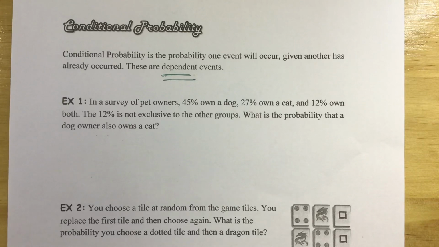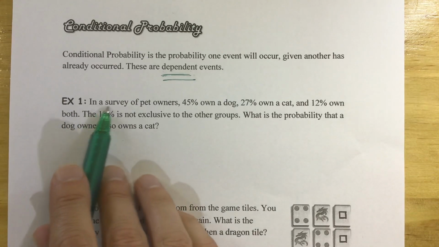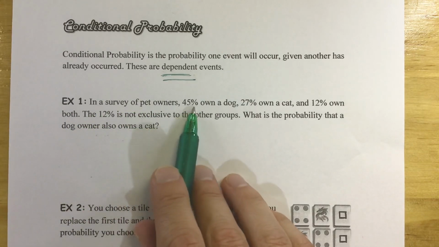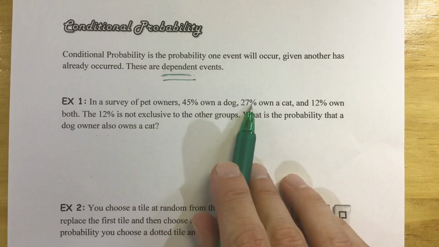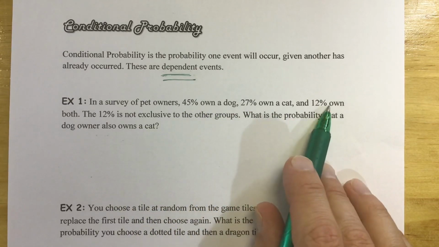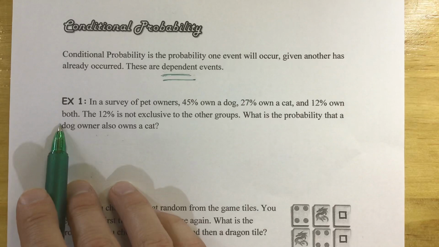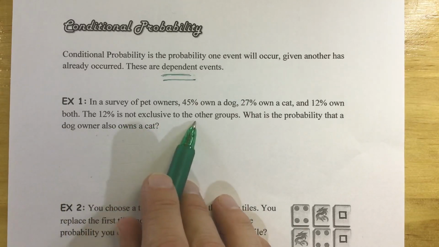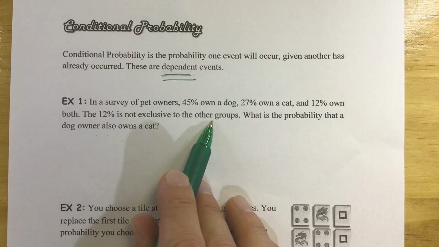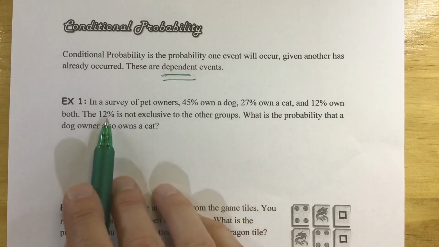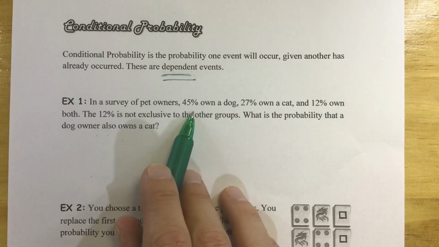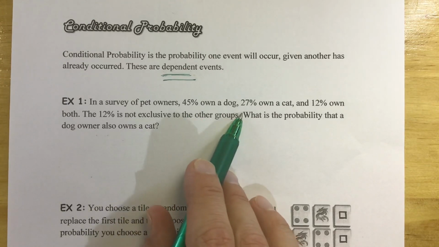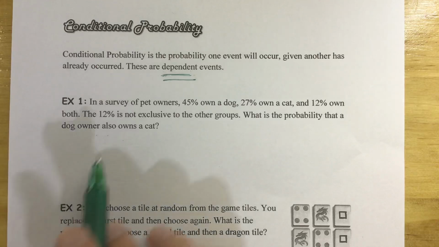All right, so example number 1. In a survey of pet owners, 45% own a dog, 27% own a cat, and 12% own both. The 12% is not exclusive to the other groups. What that means is that the 12% is somewhere embedded inside of this 45 and the 27. Somehow it's in there.